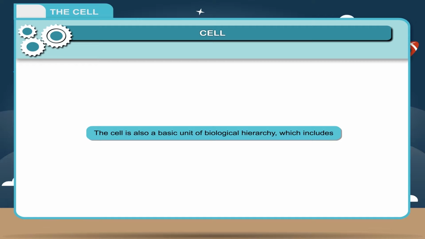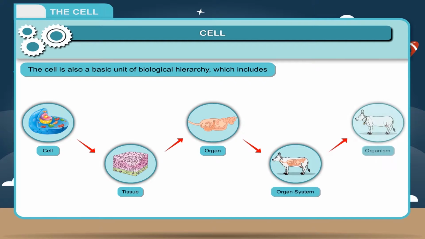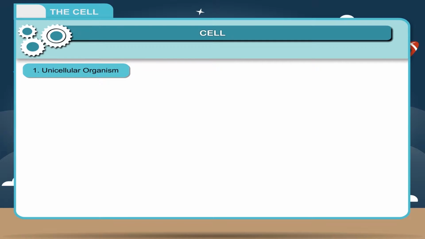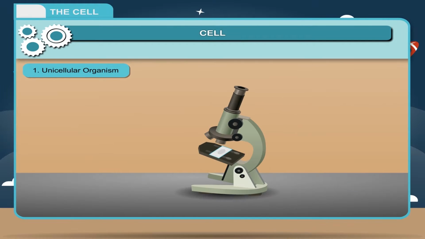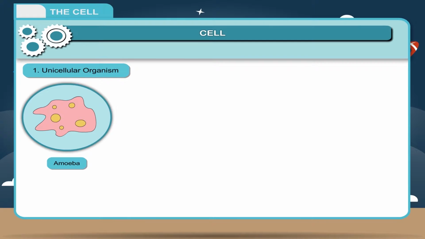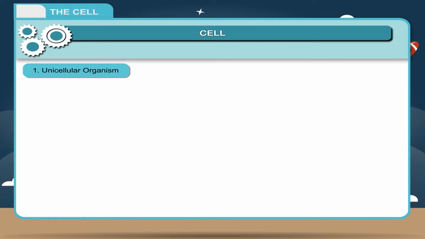The cell is also a basic unit of biological hierarchy, which includes cell, tissue, organ, organ system, organism. On the basis of cellular structure, organisms are of two types. 1. Unicellular organisms. Some organisms are made up of a single cell. They can be observed only with the help of a microscope. Therefore, they are called microscopic organisms. Example: amoeba, paramecium, chlamydomonas, bacteria, etc.